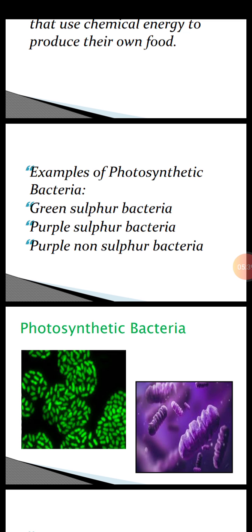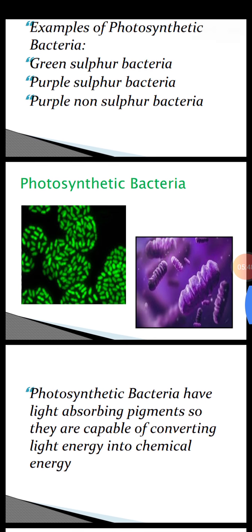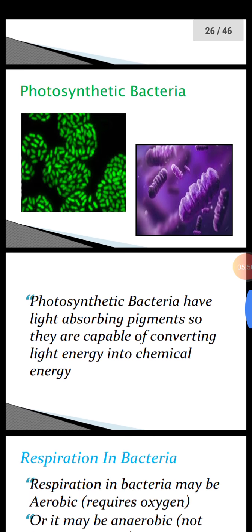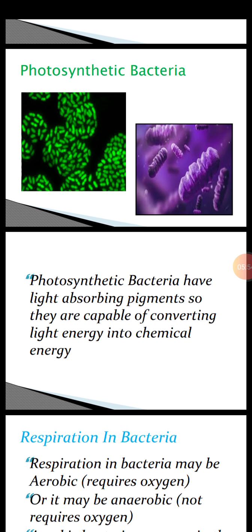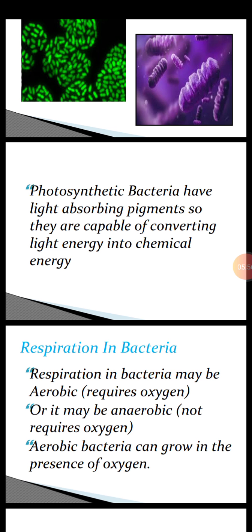Examples of photosynthetic bacteria are green sulfur bacteria, purple sulfur bacteria, purple non-sulfur bacteria. Their pictures are shown, photosynthetic bacteria, so they are green in color. Photosynthetic bacteria have light-absorbing pigments, so they are able or capable of converting light energy into food energy or chemical energy.